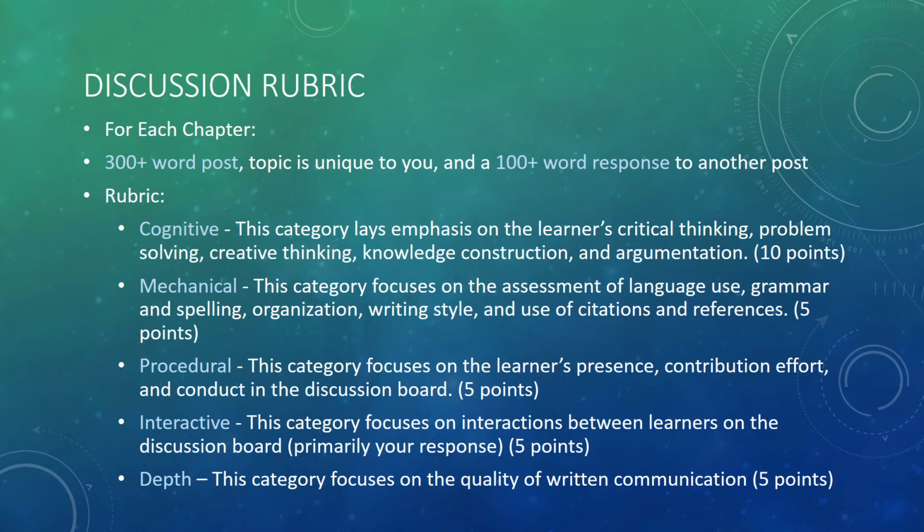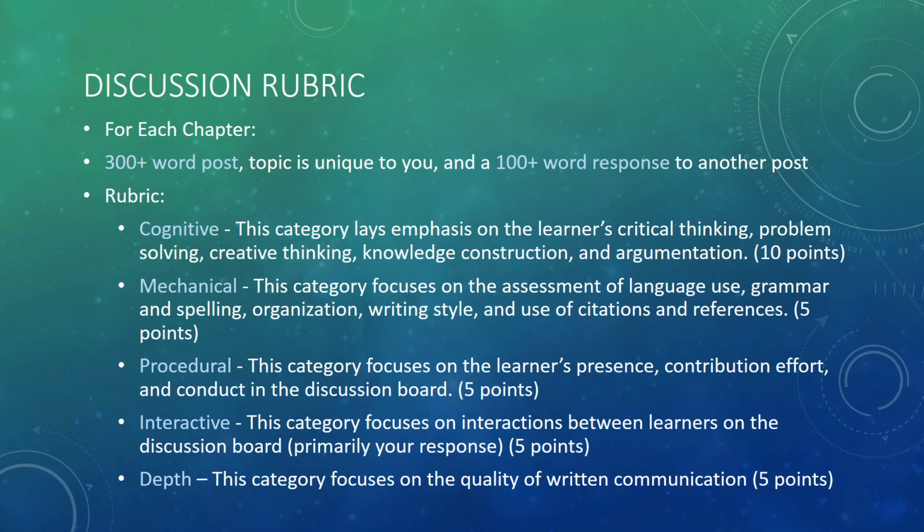Interactive has to do with your responses, how you respond to another learner, how you respond to those who respond to your post. So the point of a discussion is back and forth. And so you may have 3 or 4 people respond to your post, and then you'll be expected to respond back to them somehow. It doesn't have to be long. It does need to be done though, and that's 5 points.